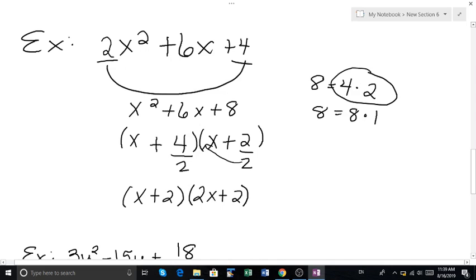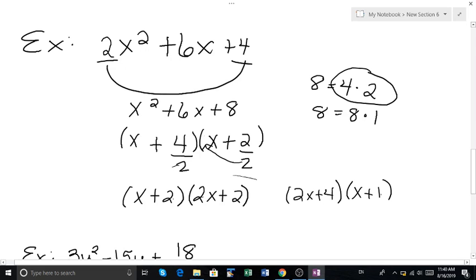Since this is how it is done, there are 2 possible solutions. For this solution here, I divided 4 by 2 and got 2, and then I took this 2 and put it in front of the x to get 2x plus 2. But I could have done it the other way. I could have chosen to bring this 2 up in front of the x and gotten 2x plus 4, and then divided this to get x plus 1.